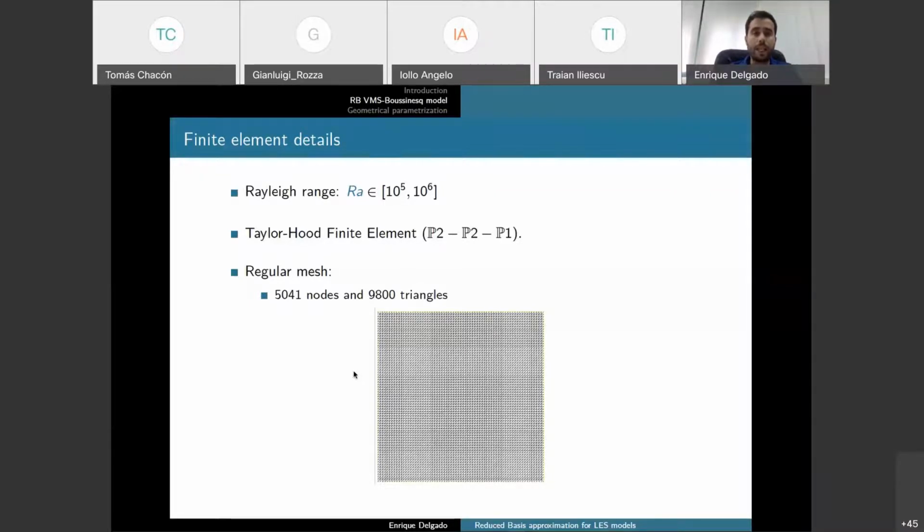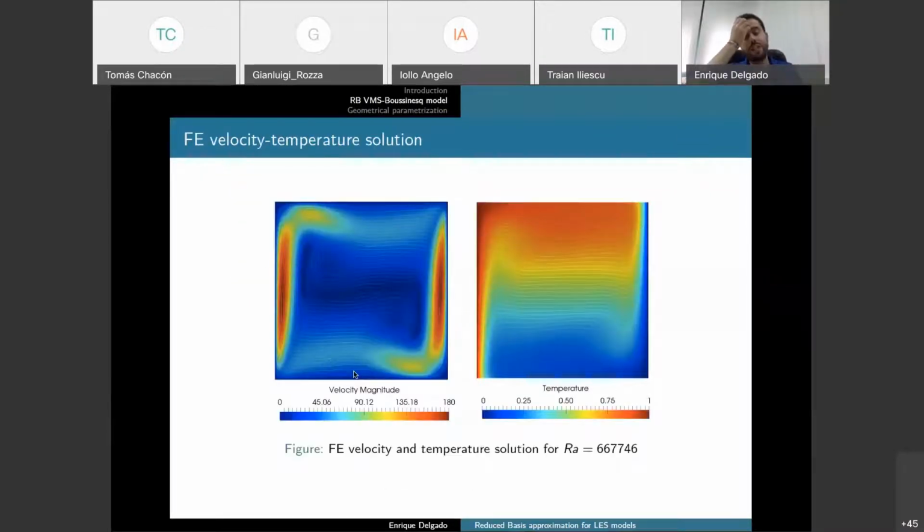So here I show you a snapshot of the velocity and the temperature. As you can see, the velocity is high near the vertical walls, while the center of the domain has low velocity, and the temperature is more or less stratified in the center of the domain, with high gradients just near the vertical walls.